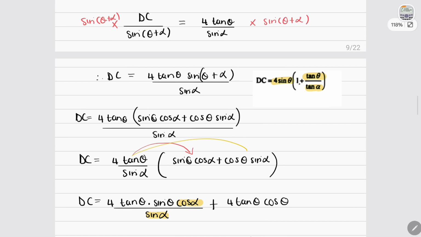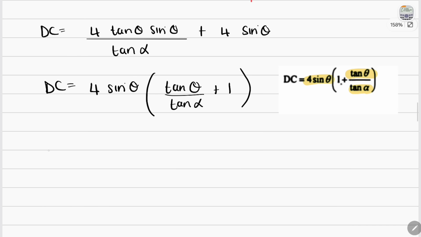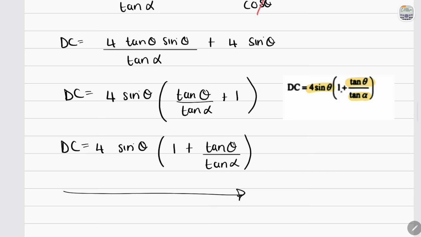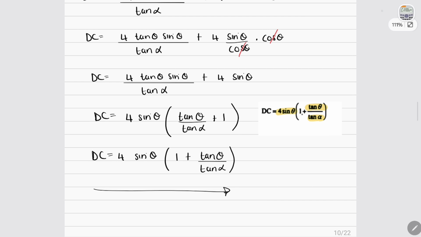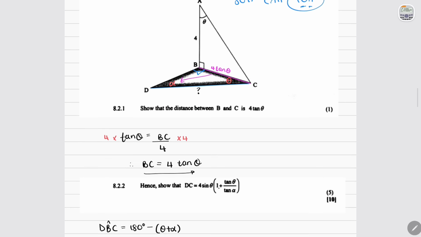Okay, now we can finally just compare it. Does it look identical? Yes, it does. The only difference is they put the 1 before. So DC is equal to 4 sine theta, and then we have 1 plus tan theta over tan alpha. And that is our answer. So we've gotten that DC. So that is it for this question. And that is the last question for question 8.